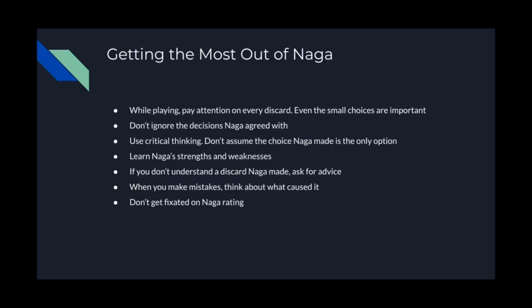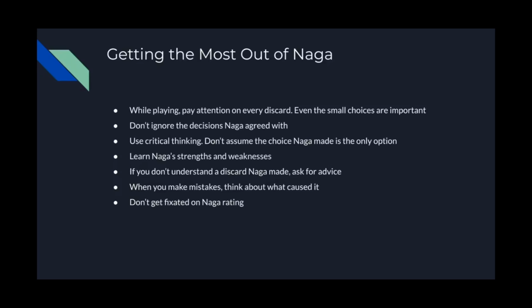The next point I have here is don't ignore the decisions Naga agreed with. I was talking earlier about those white bars. There's a way to skip through the review that only looks at the decisions where you differed from Naga, and I think you're missing a lot of the review if you do that. There could be decisions that you forgot about, or close decisions where you made the same choice as Naga, but it's still worth reviewing those decisions as well. I don't think it's worth ignoring all those decisions. I like to go through all the different choices. You can go a little bit faster through the ones that are very easy, but I think it's worth scrolling through all the discards of the game.